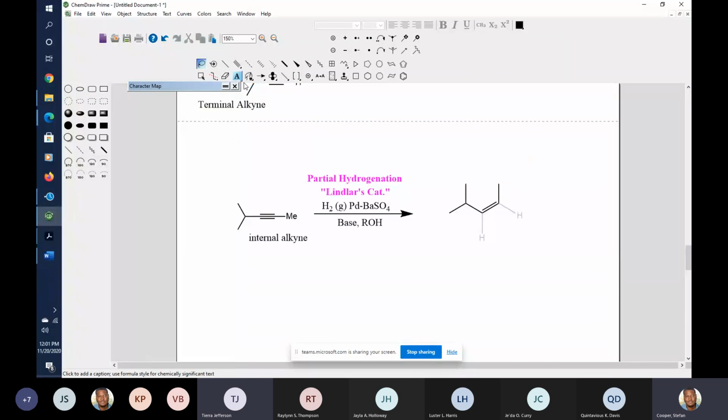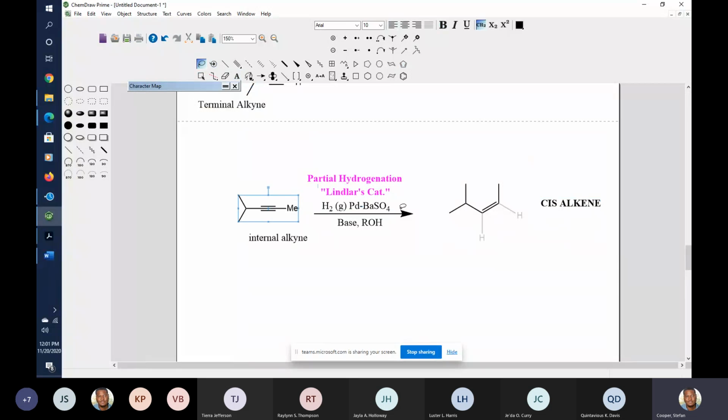Cis. Yeah, that's right. So whenever I take an internal alkyne and I do Lindlar's catalyst, which is a partial hydrogenation, I'm always going to generate the cis alkene. Important to know, all right? That was on your sheet, all right? That this would make a cis alkene.